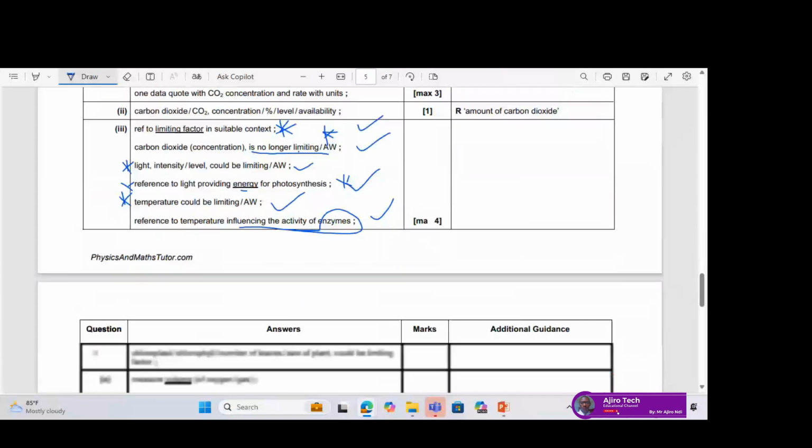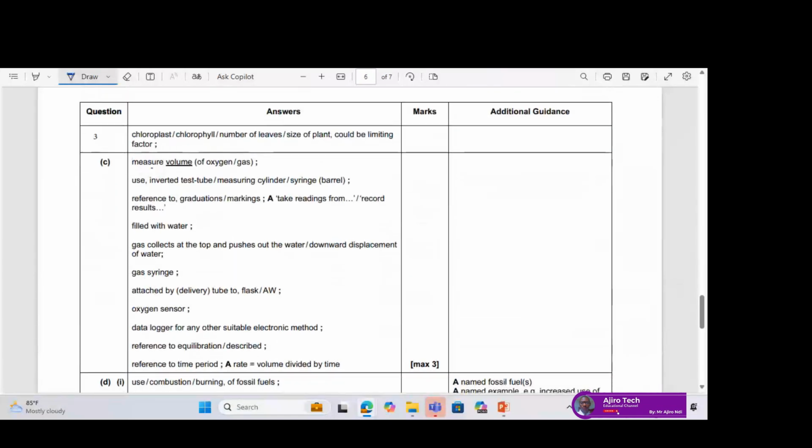Okay, let's see what they said. You can measure the volume of gas collected, okay? Instead of counting the number of bubbles, you can collect the volume of gas or measure the volume of gas. How do you collect it? You can collect it using a measuring cylinder or a gas syringe. And how do you do that? You collect the gas by displacement over water, all right? Or you attach the syringe to a delivery tube where you collect the gas. That's one way of doing that.